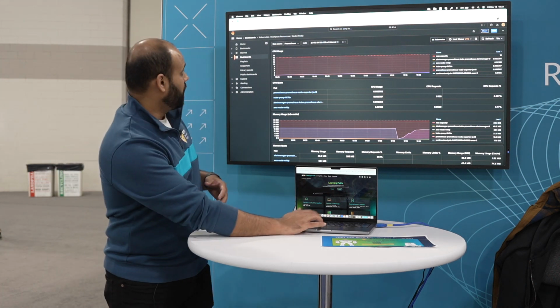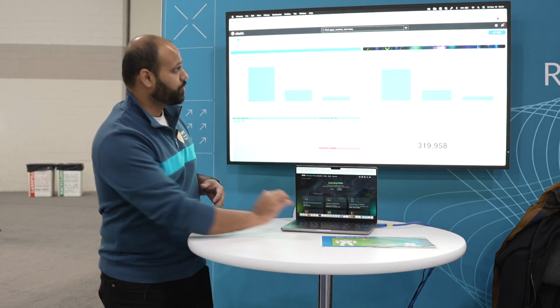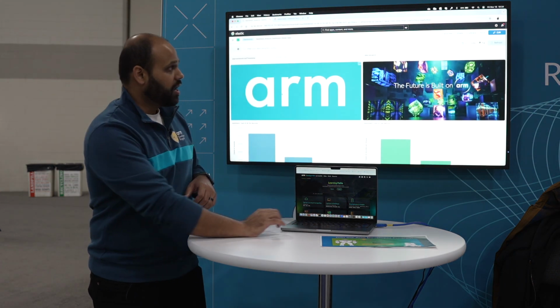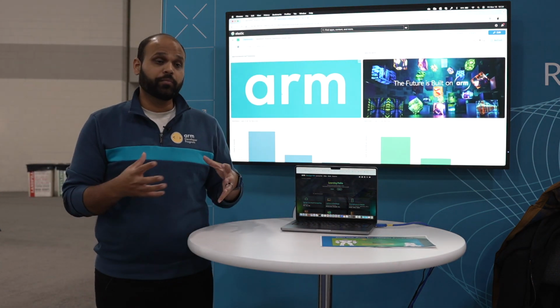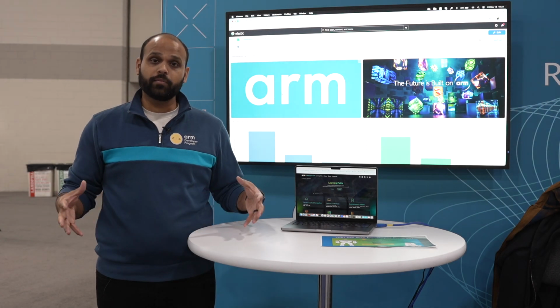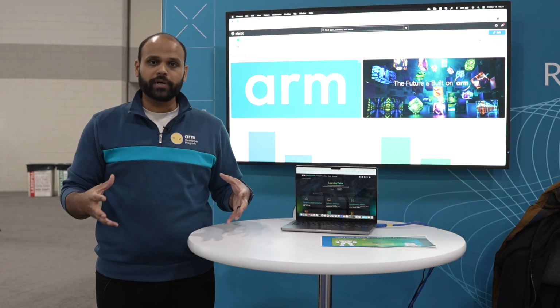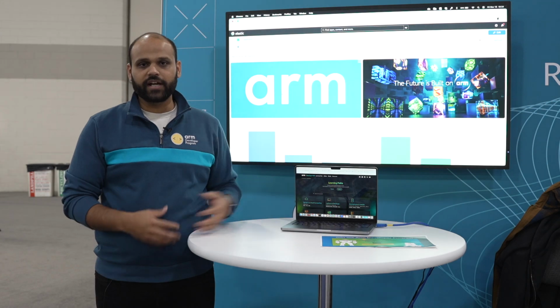So in conclusion, what we are showing here is that using ARM Neoverse, you can build a solution that's much more scalable and much more robust, and then you can deploy this entire architecture.